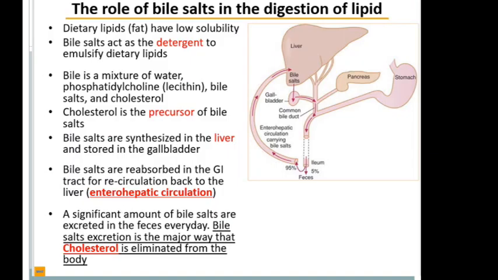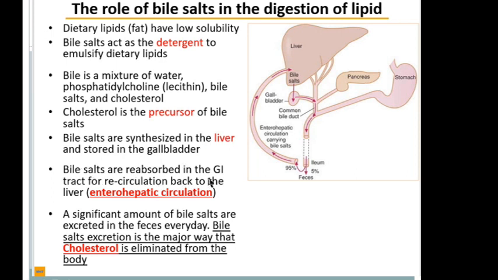What is the role of bile salt in digestion of lipid? Dietary lipids have low solubility. Bile salts act as a detergent to emulsify dietary lipid. Because of the detergent, there is a decreased surface tension of the fat. Bile is a mixture of water, lecithin, bile salts, and cholesterol. Cholesterol is a precursor of bile salts. Bile salts are synthesized in the liver and stored in the gallbladder.